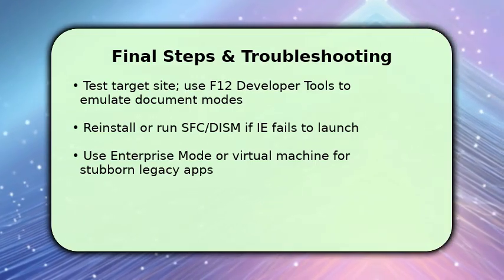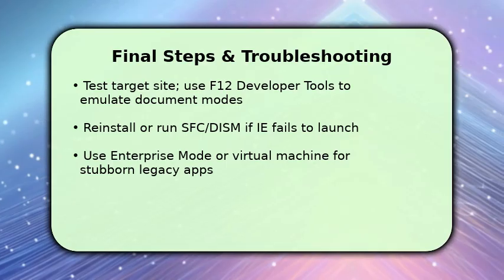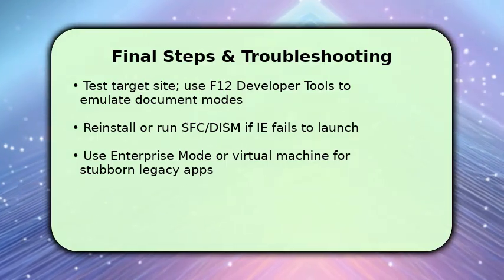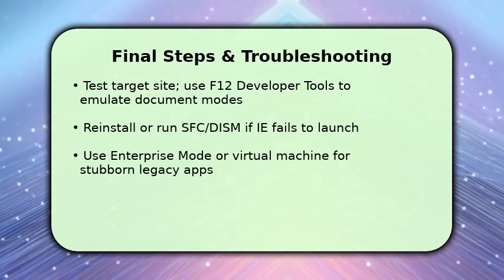For persistent compatibility problems, use Enterprise Mode or run an older Windows VM. These approaches isolate legacy behavior while keeping your main system secure.